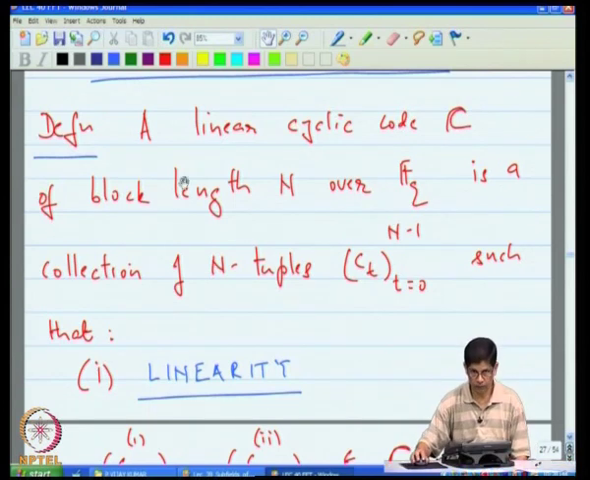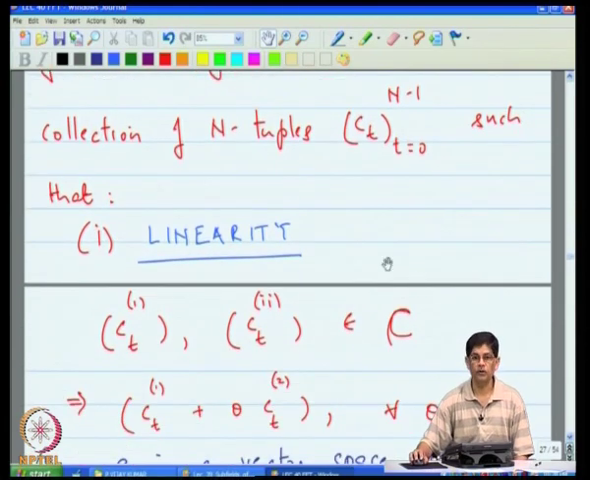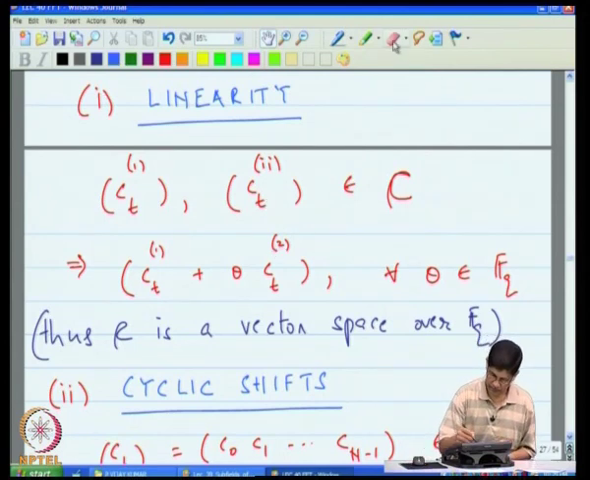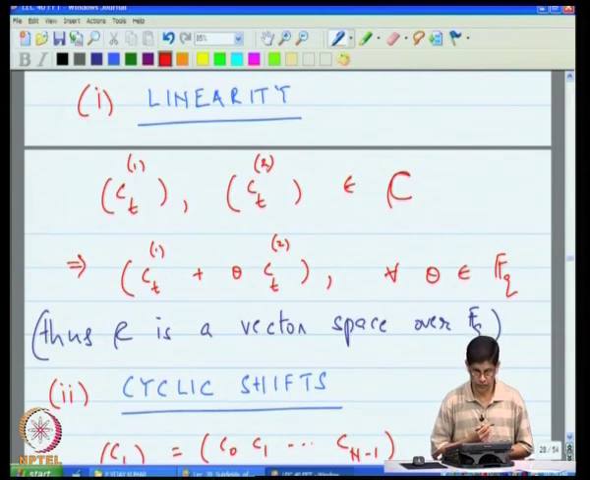A linear cyclic code of block length n is a collection of n tuples such that two properties hold. One is, of course, it must be a linear code. So, you must satisfy the linearity constraint, which says that if C t superscript 1, C t superscript 2, let me just correct that, that should have been an ordinary Arabic numeral 2. So, if C t 1 and C t 2 are two code words, then their linear combination must also be a code word.